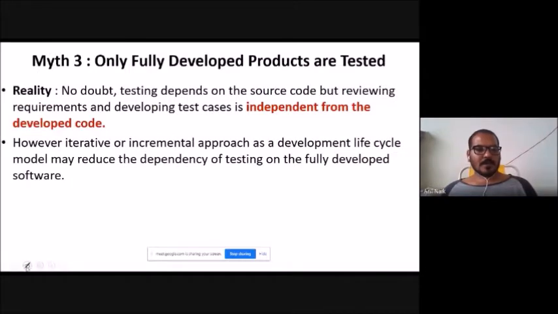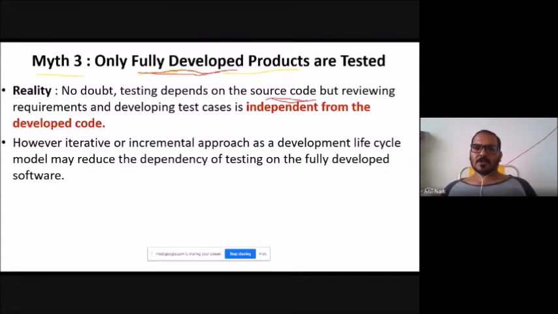Then the third one: only the fully developed software, fully developed products, are tested. What we assume is that only if the software is completed can we test. Only the fully developed product is tested. So that is a misconception, the third myth. In reality, no doubt, testing depends on the source code.